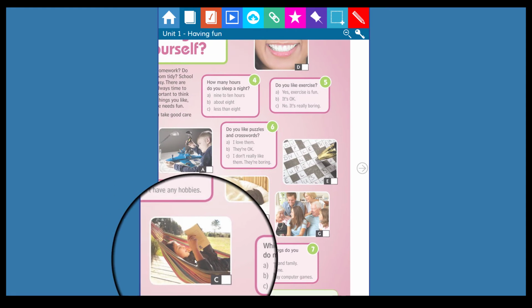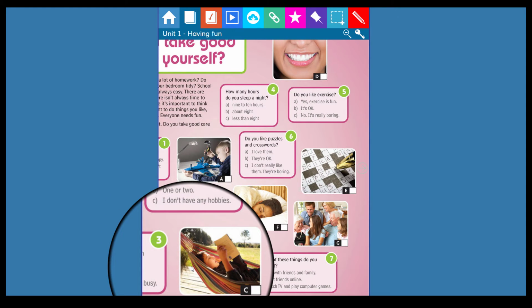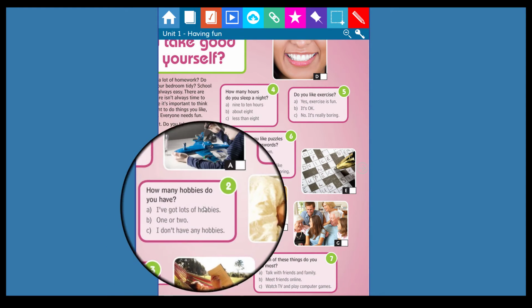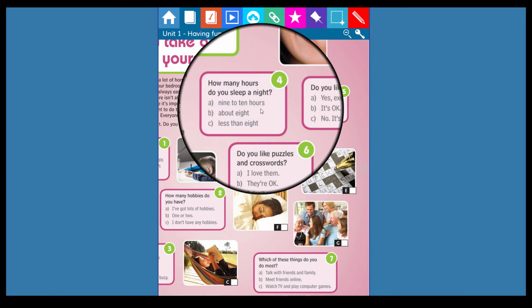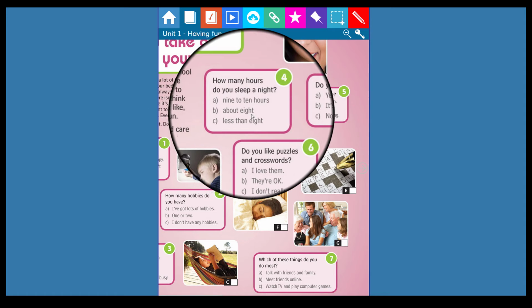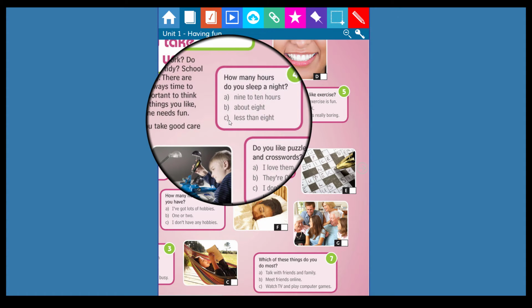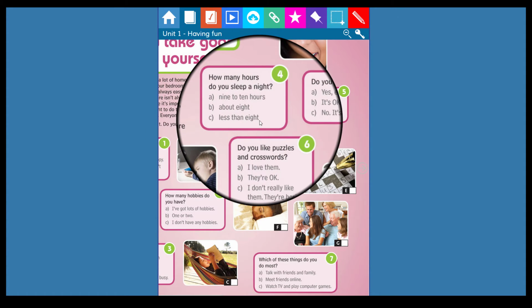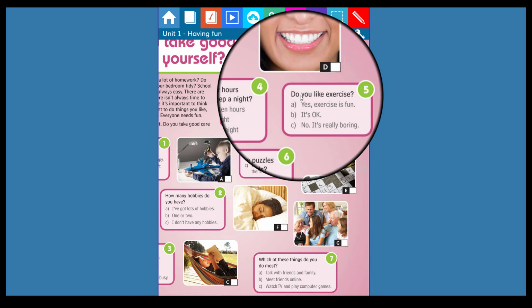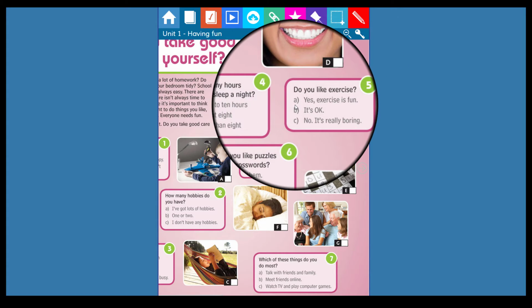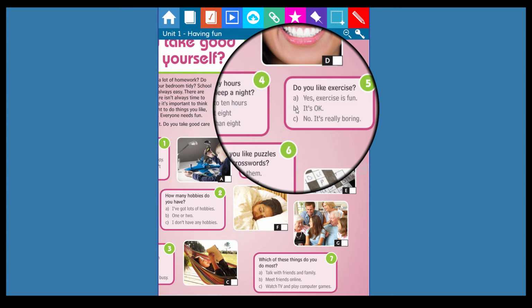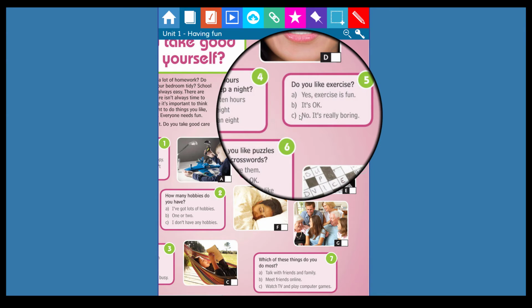Number 4. How many hours do you sleep a night? Letter A, 9 to 10 hours. Letter B, about 8. Letter C, less than 8. Number 5. Do you like exercise? A, yes, exercise is fun. B, it's okay. Or C, no, it's really boring.